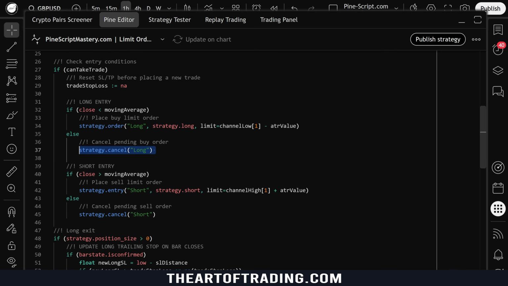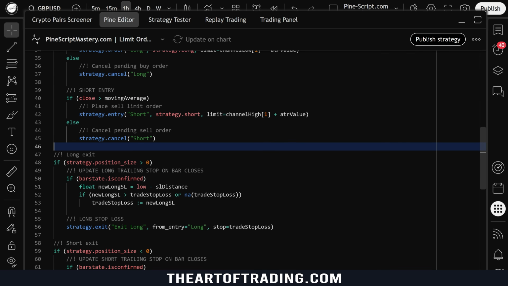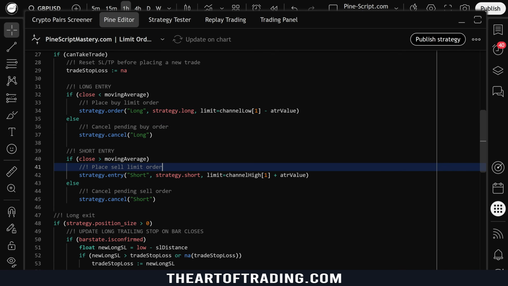Again, we need to cancel our orders if our long condition is no longer met or our short condition is no longer met. We need to cancel that pending order. Otherwise, it will stay dormant in the strategy tester. But yeah, that's it. Very simple stuff. Obviously, we can get a lot more complicated with our entry and exit orders, but this is the basic functionality of TradingView order management with Pine Script.